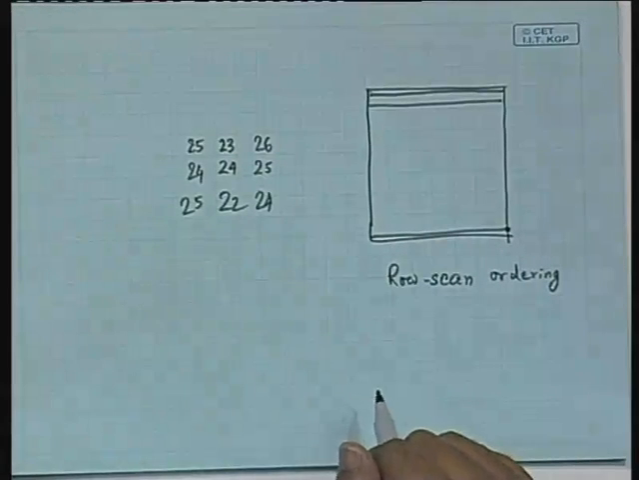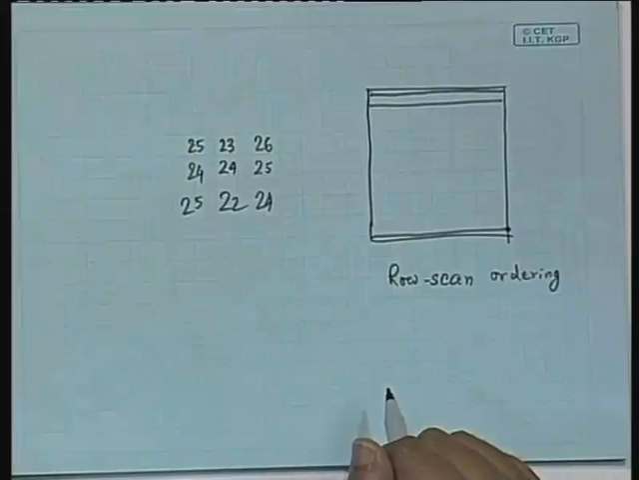So, when the pixels are scanned like this, it is as if a sequence of one dimensional pixels will be available to us, and using those pixels it should be possible for us to exploit the redundancy, in the sense that differential coding is definitely going to help us.